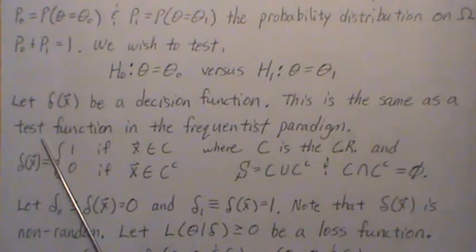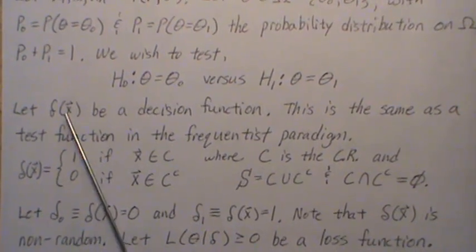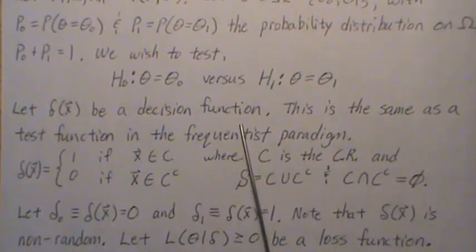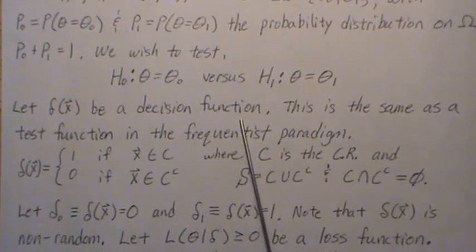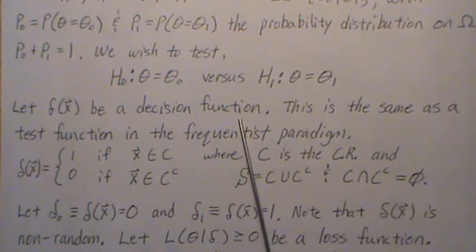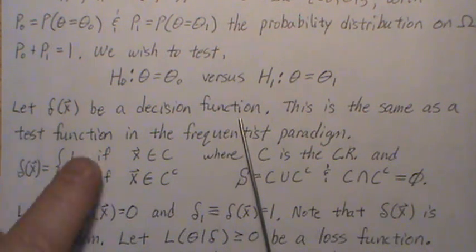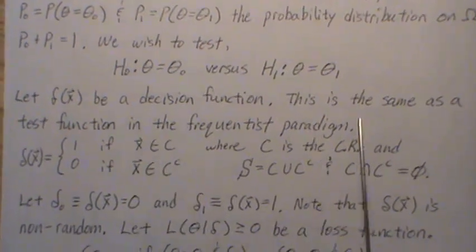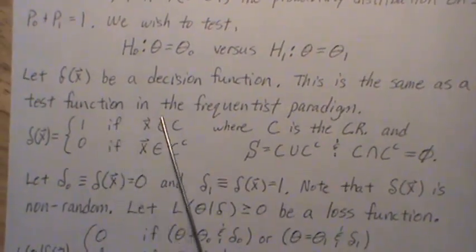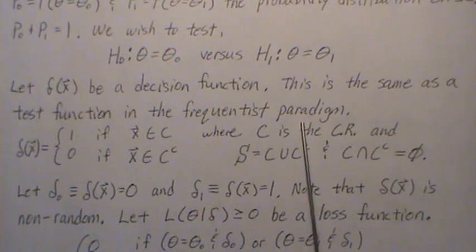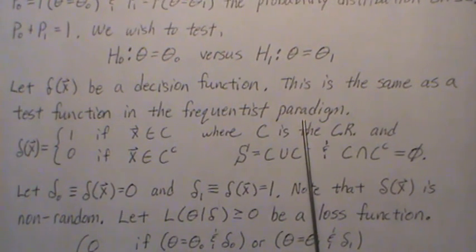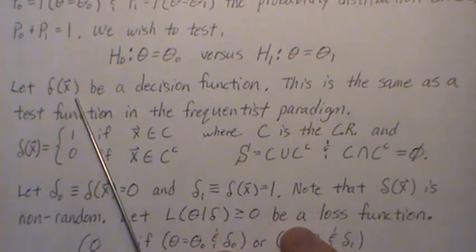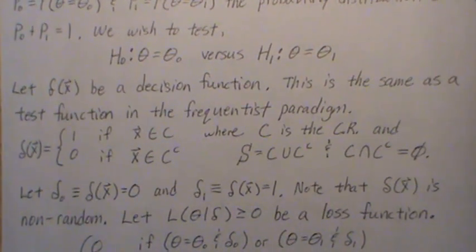Now, let's let delta, a function of x, be a decision function. Now, in the previous videos, we had what's called a test function, and we called it phi of our data, phi of x. But here, it's really the same test function as in the frequentist paradigm. But since we're in Bayesian mode, we're going to call it delta of x, and it's a decision function.